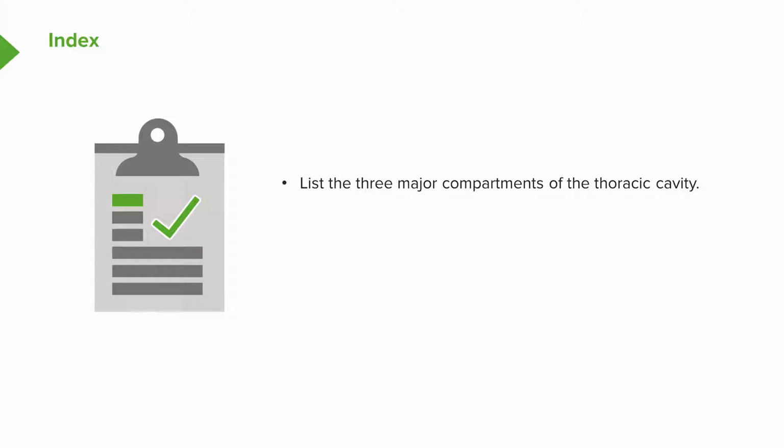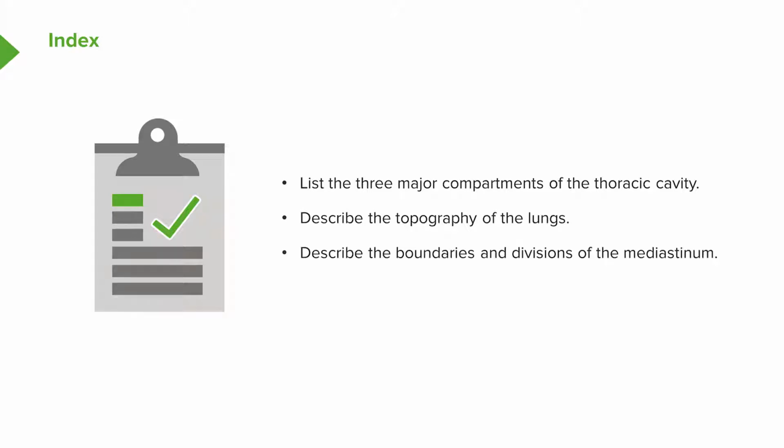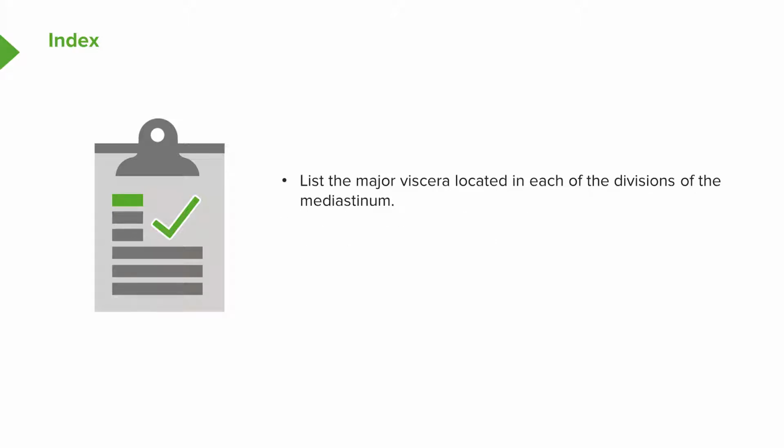First, list the three major compartments of the thoracic cavity. Describe the topography of the lungs. Describe the boundaries and divisions of the mediastinum. List the major viscera or organs located in each of the divisions of the mediastinum.